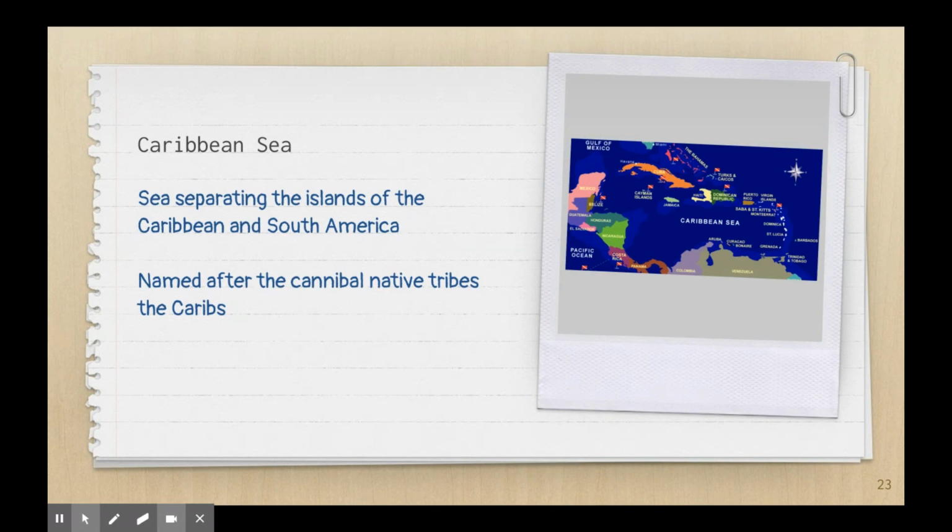The Caribbean Sea is the sea separating the islands of the Caribbean and South America. It's named after the cannibal native tribes, the Caribs.